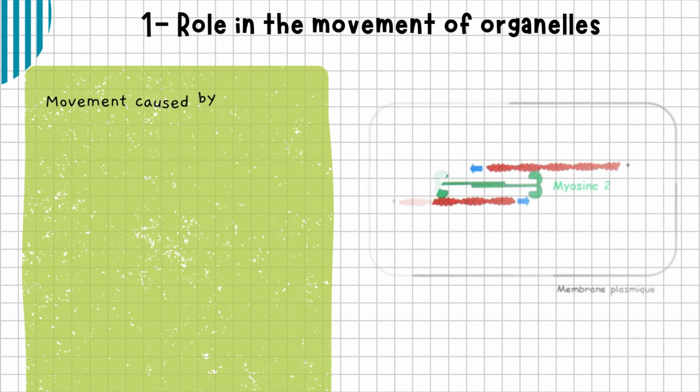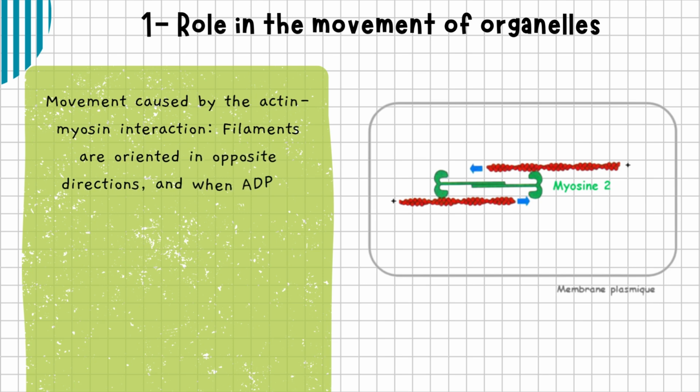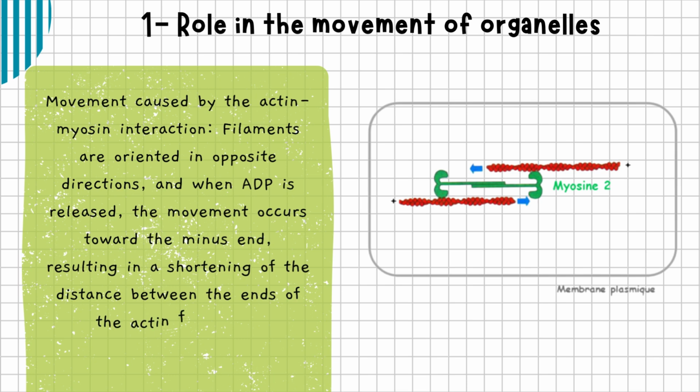Another key interaction between actin and myosin involves type II myosin. Unlike myosin I, myosin II acts on actin filaments oriented in opposite directions, causing the filaments to slide toward each other. This movement occurs through a contraction mechanism, where the release of ADP initiates a shift toward the plus end of the filament, resulting in a shortening of the distance between actin filaments.